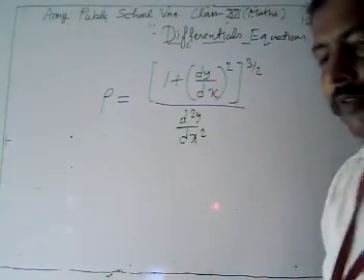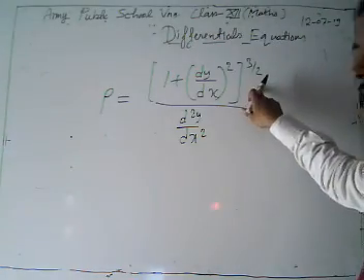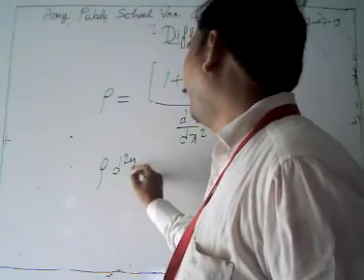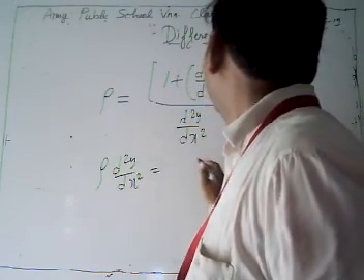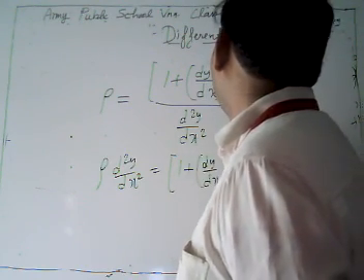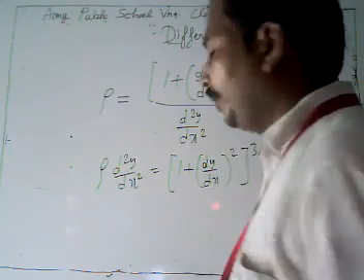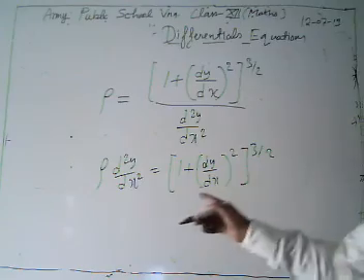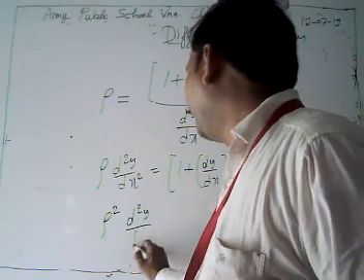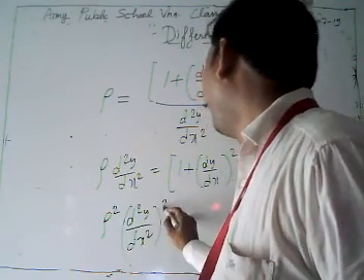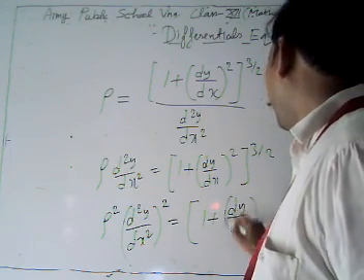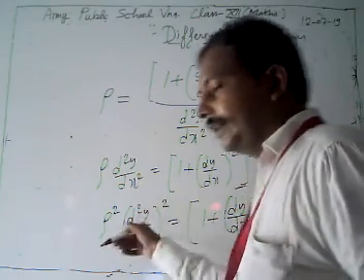Now look, first of all we have to rearrange it, and there is a radical, the power 3 by 2, so we have to solve it. Then rho d2y/dx2 is equal to (1 plus (dy/dx) squared) to the power 3 by 2. Then what do we do? We take the square of both sides. Then we have rho squared (d2y/dx2) whole squared on the left, and on the right we have (1 plus (dy/dx) squared) whole cubed.